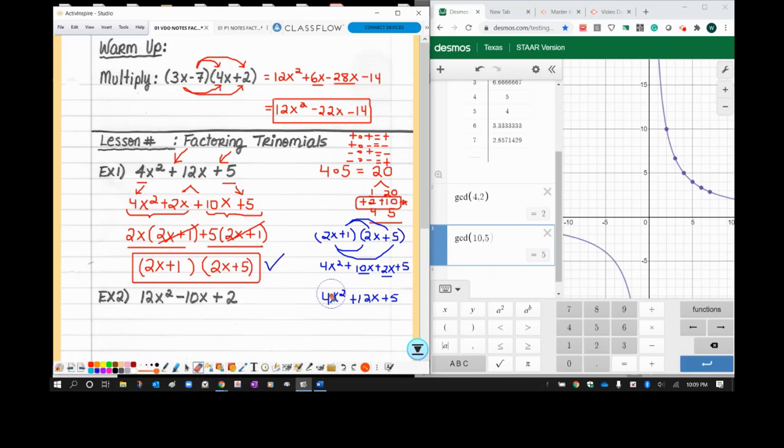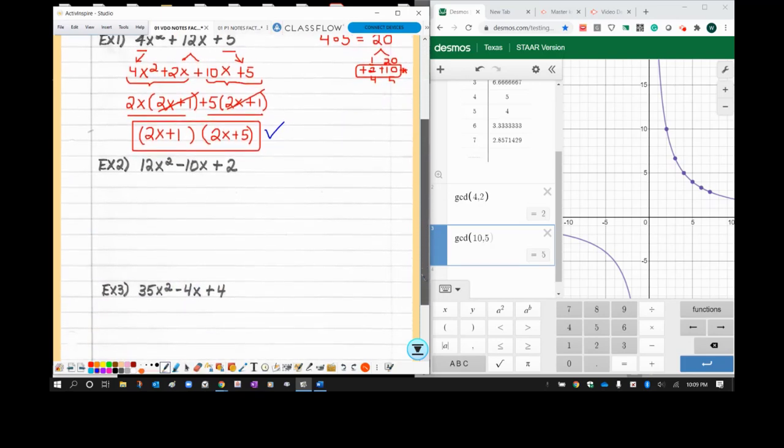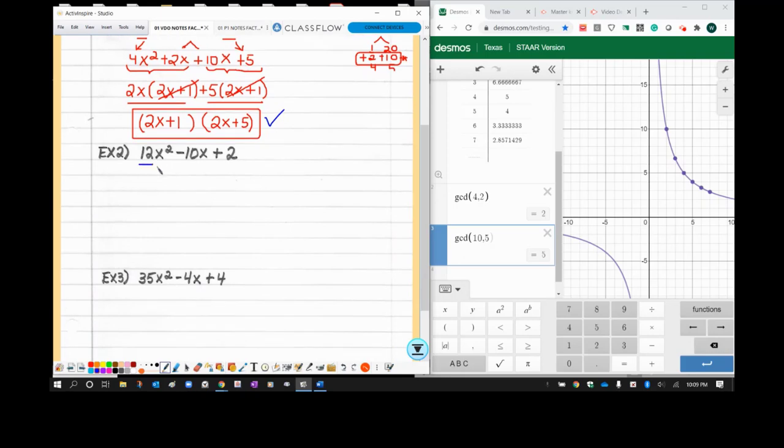Notice that you don't have to do this all the time, but if you like to check, especially if it's a test, you can just multiply your answer to see if you got the right answer. Very well. Let's go ahead and do the next problem. Remember, you're going to take the first term and multiply by the last term. So let's do that. 12 times 2 equals 24.